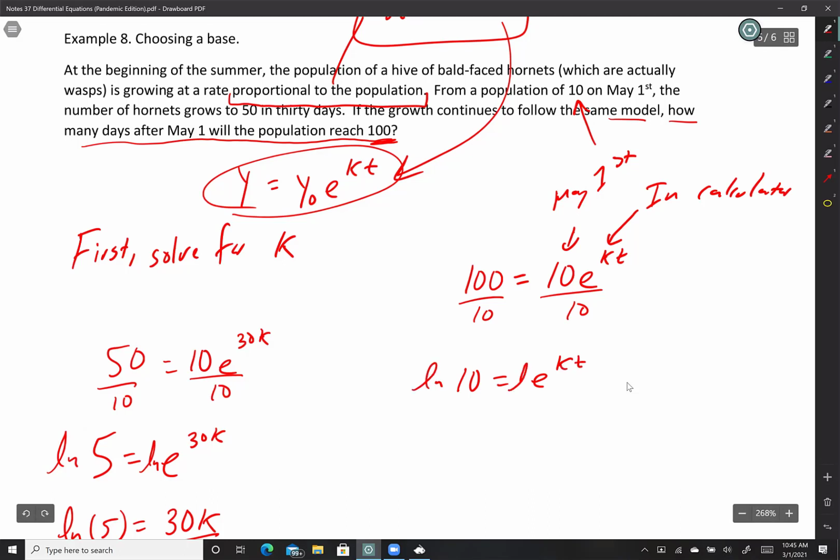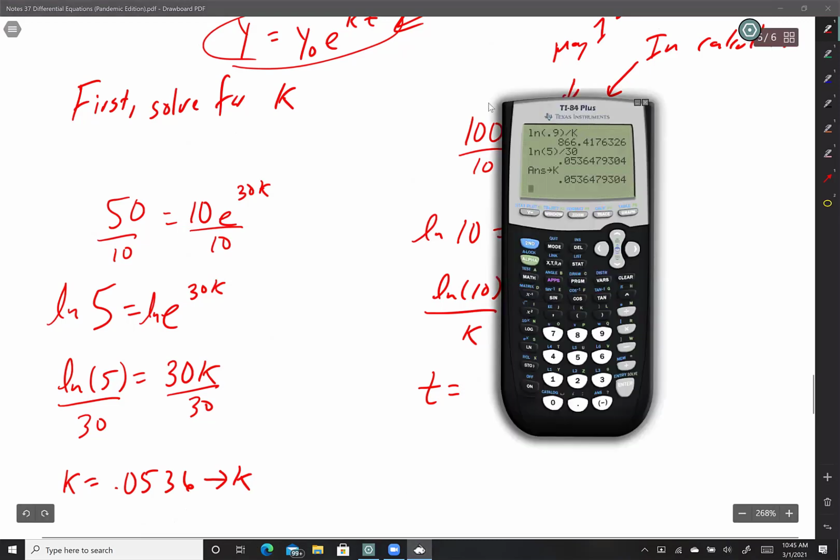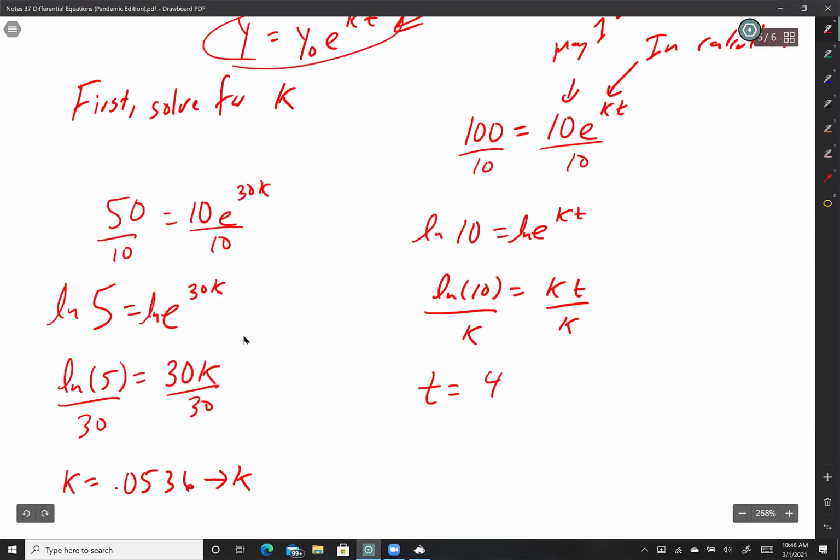ln again. And you can already see it's the same stuff over and over. ln of 10 equals KT, and then just divide by K. So T equals ln of 10 divided by K. Let me get my calculator. ln of 10 divided by alpha K. 42.920. So time is approximately 43 days.